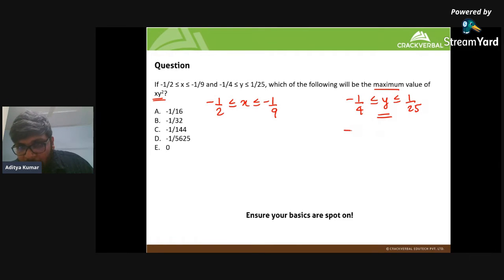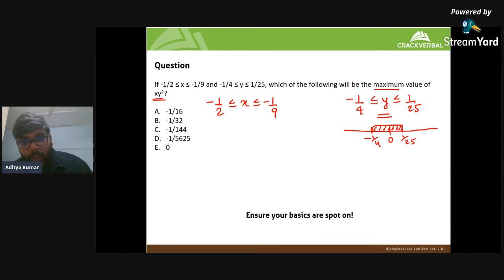Okay. So if I'm going to plot this on the number line, you're going to have minus 1 by 4, you're going to have 0, and you're going to have 1 by 25. You see, one is on the positive axis and one is on the negative side. So basically, you're considering all values from minus 1 by 4 to plus 1 by 25, and you're crossing 0, keep in mind, and you're squaring all of them up.